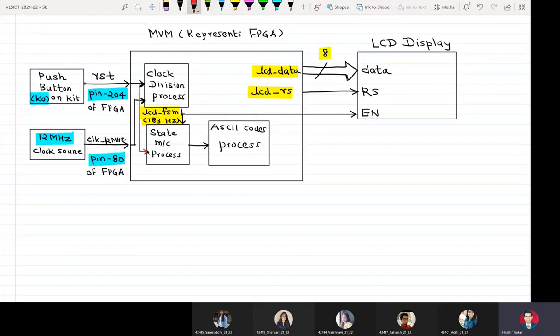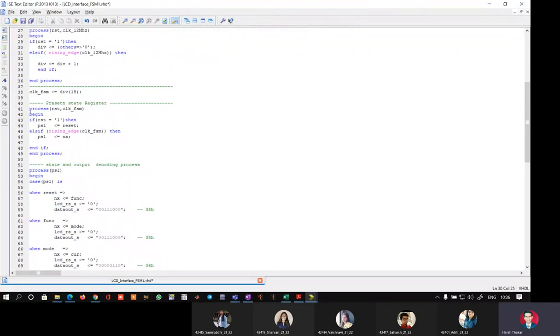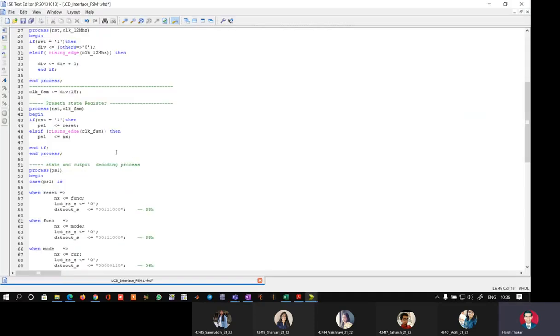We can see here it is sensitive to reset as well as clock_FSM. LCD_FSM, very sorry. Now the second process, which goes from line number 41 to 49, is performing the task of the state machine process. That means it is writing that if reset equal to 1, then PS1 gets reset.